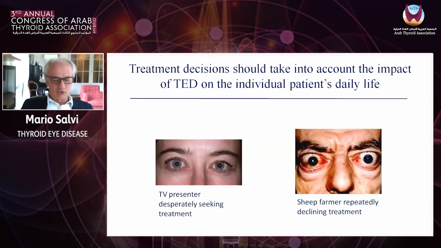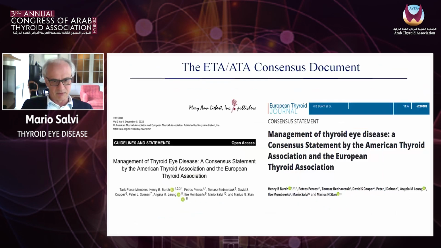Another thing we have to consider when we plan for treatment is the expectation of the patients and how the disease impacts their daily life. You see in this slide there are two different situations: some patients with mild disease feel that they definitely have to do something for their disease, while some others who have moderate to severe disease, or even more severe disease, do not feel that there is any need to do any specific treatment.